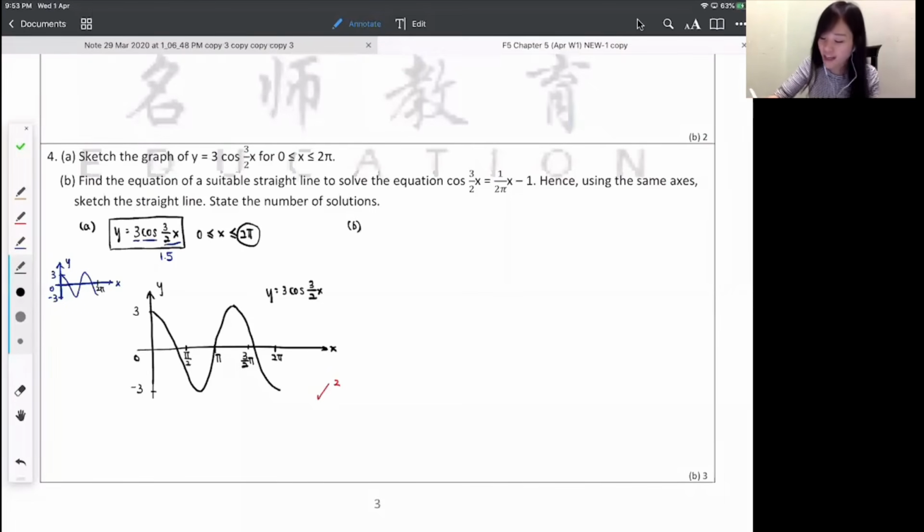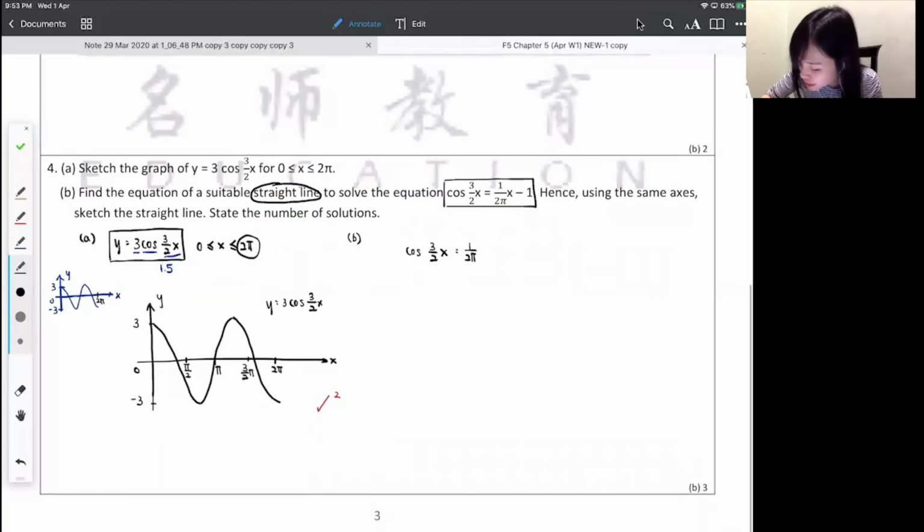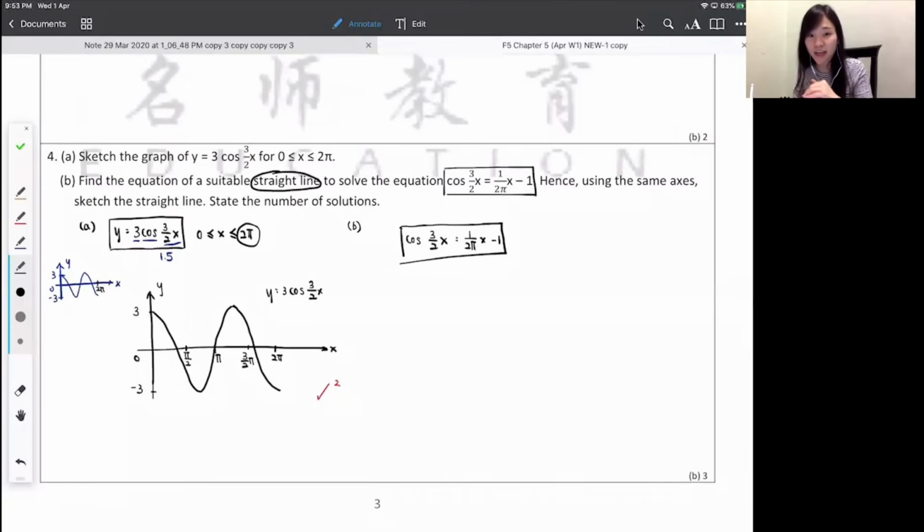Look at B. Find the equation of a suitable straight line. Again, you want to find a straight line to solve the equation. Let me write down the equation for you. This is the equation they mention now. Hence, using the same axis, that means use back the same graph, sketch the straight line. So they want me to draw the straight line and state the number of solutions. I repeat again, number of solutions means how many intersection points.